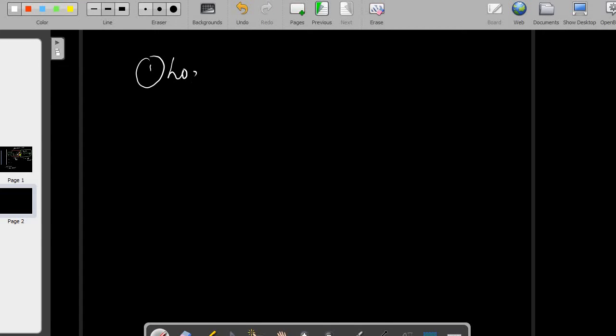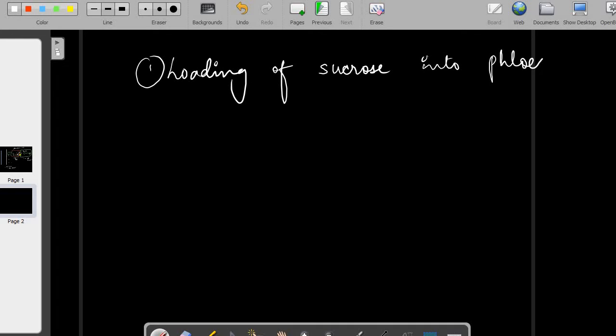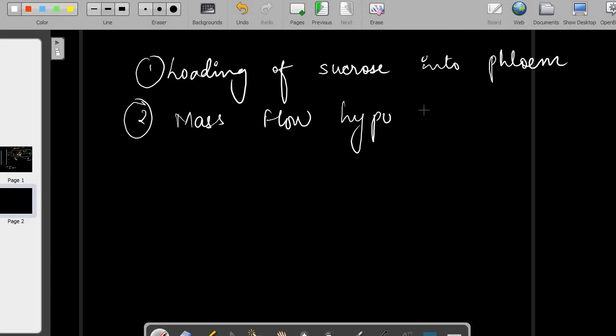Now, the first step is achieved, that is loading of sucrose into the phloem. Now, the next step is the mass flow hypothesis, where the sap will travel down because of the hydrostatic pressure which has been created. The mass flow hypothesis was given by Munch. The main aim of loading the sucrose was to increase the concentration of sucrose in the phloem tube.